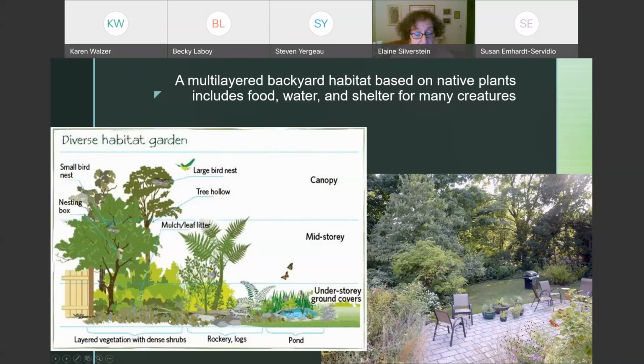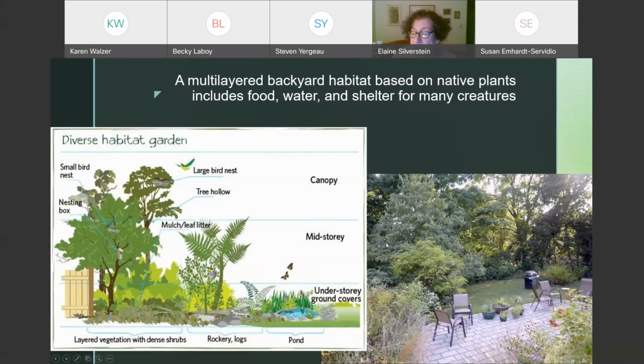You need some layered vegetation. You need some tightly planted vegetation on the floor. You need the leaf litter. That's particularly important. You need some rocks for creatures to hide under, or some dead logs, and you need some water. If you look at this habitat, this was entirely planted. This was a backyard that was nothing but lawn.